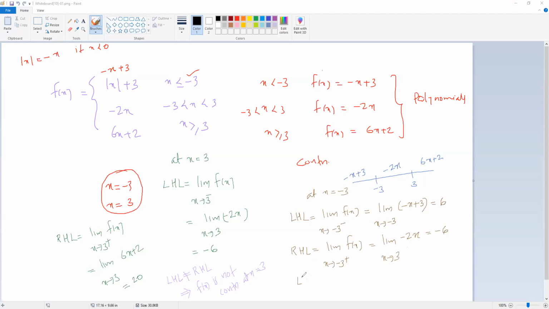So here also you can see that left hand limit is not equal to right hand limit. That implies f of x is not continuous at x is equal to minus 3. So as a final conclusion I can write f of x is continuous at all points except x is equal to minus 3, 3.